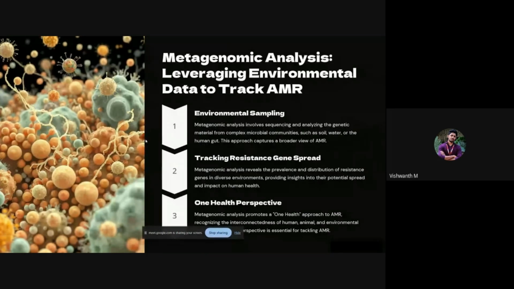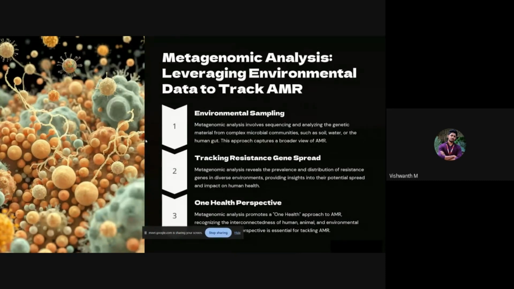Why is it important? It helps us track resistance genes in the environment, showing how farming or wastewater can contribute to antimicrobial resistance. It supports the One Health approach, which connects human, animal, and environmental health. For example, scientists took samples from rivers near farms and found resistant germs in the water. This showed how farming practices were contributing to AMR.